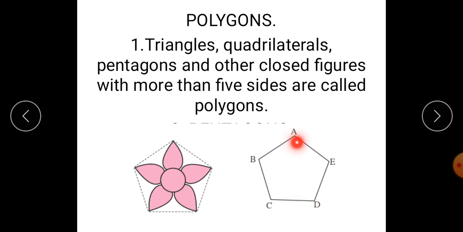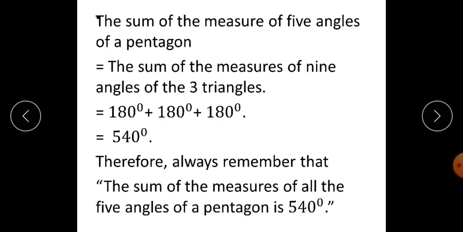Join point A with C with the help of a dotted line, and point A again with point D with the help of a dotted line. After joining point A to two different points, C and D, the entire pentagon has been divided into three triangles. Now see what is the magic. The sum of the measures of the 5 angles of a pentagon is equal to the sum of the measures of the 9 angles of the three triangles.